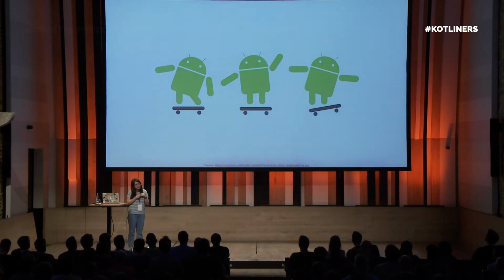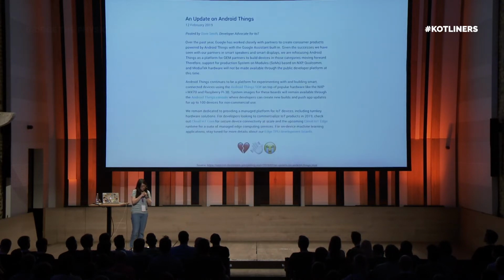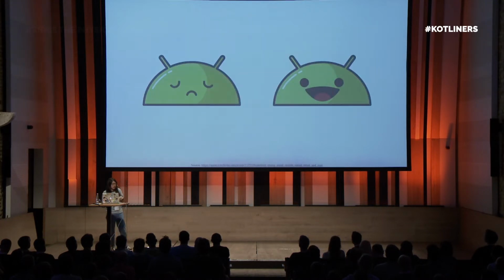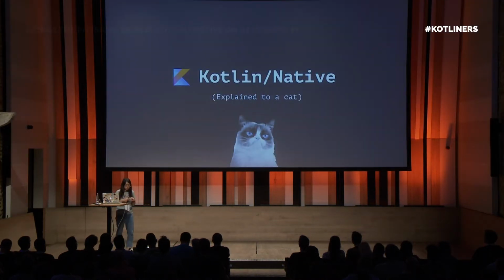I was really happy because I thought I could keep working on the project until the day I saw the news. Google put a stop to the Android Things project, and they don't have any future timeline for the project. For a moment, I was really sad, because I was thinking of working further on the project. But at this moment, I said, yeah, let's find some alternatives. That's why I'm switching to Kotlin Native.